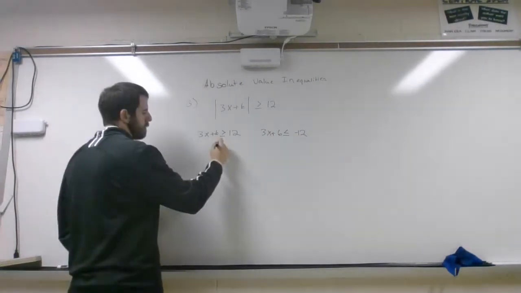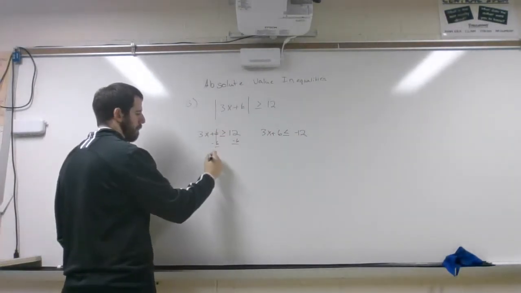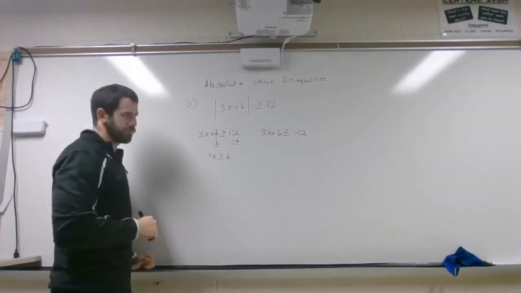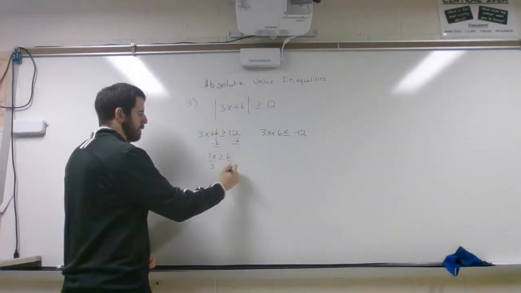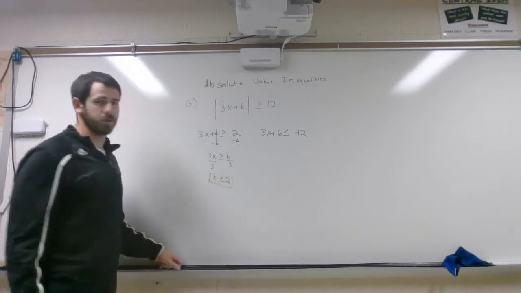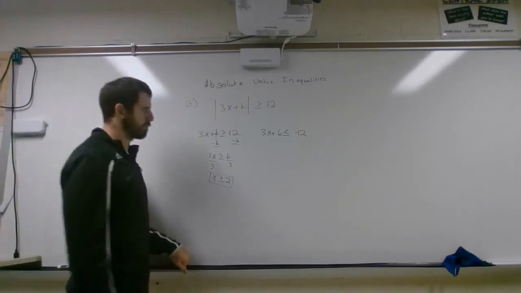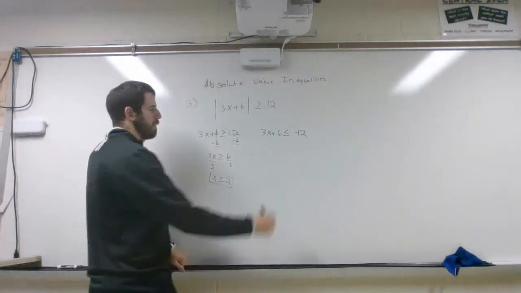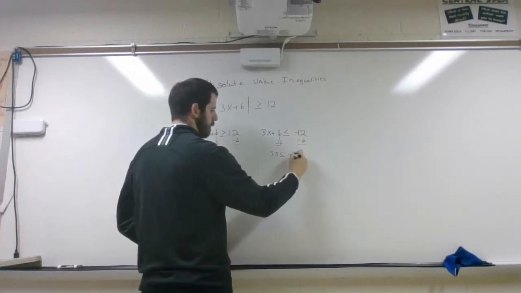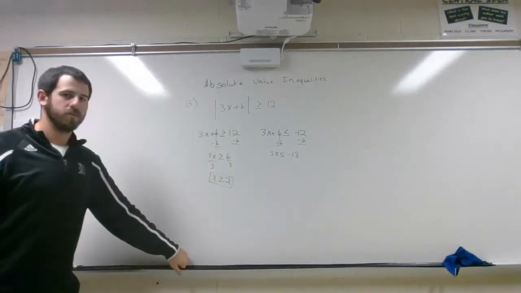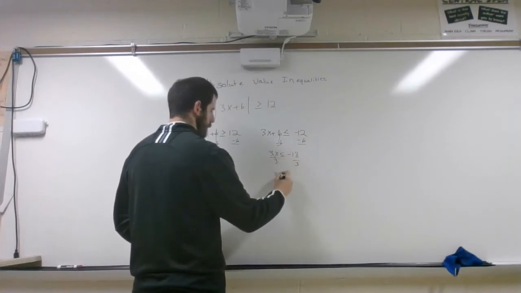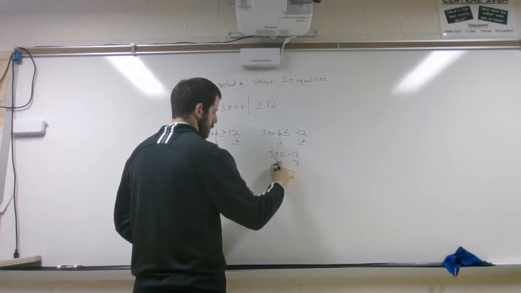The left one, subtract the 6. We get 3x is greater than or equal to 6. And then we'll divide and get x is greater than or equal to 2. That is one solution. Okay, the next one. Again, if at any point you need to pause it, just pause it. Subtract the 6, similar steps obviously. We get 3x is less than or equal to negative 18. Then divide by the 3 again. We'll get x is less than or equal to negative 6.